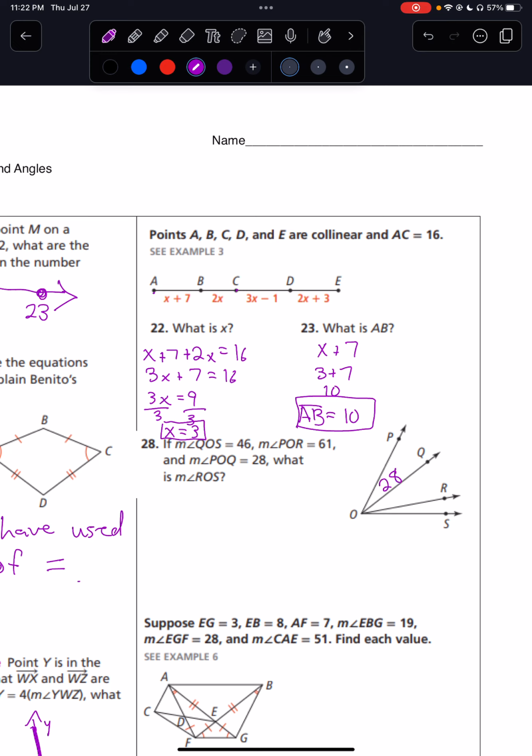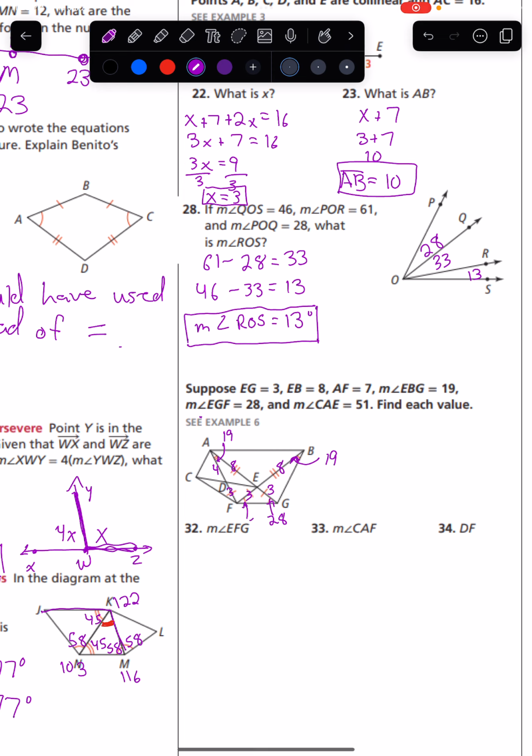So here we've got the measure of angle EFG. That's what we're looking for first. So if we look for EFG on our diagram, that has one arc. Oh, and I didn't even read this part. I'm skipping information all over the place. The measure of angle EGF is 28. So anything with one arc is going to be 28 degrees. This one also has 28. So this answer is going to be 28 degrees.